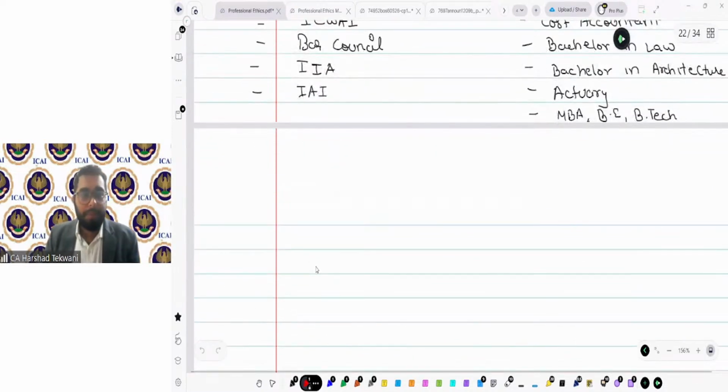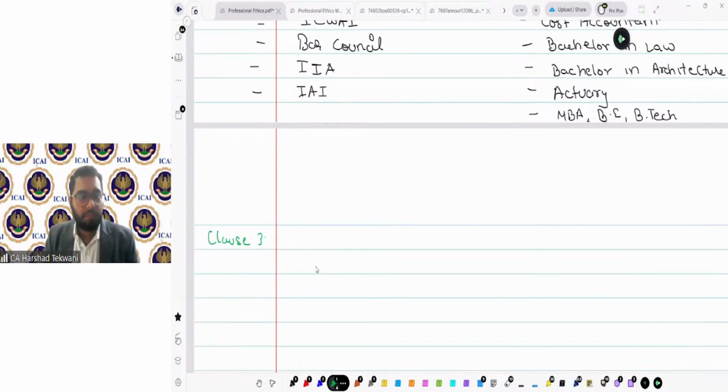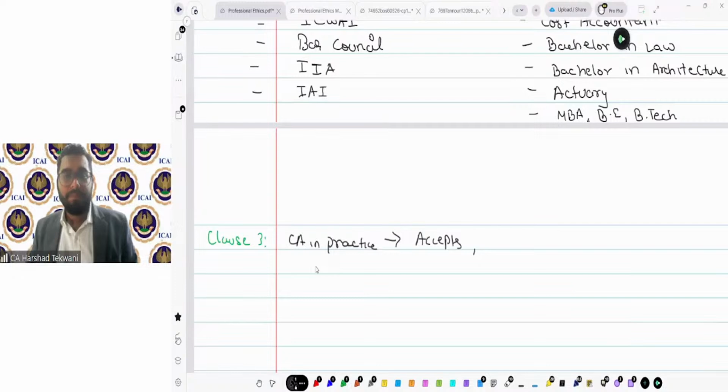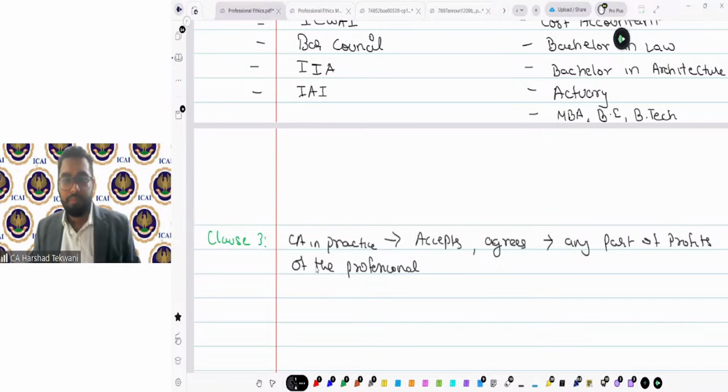Then, clause 3. So, clause 3 talks about if a CA in practice accepts or agrees to accept any part of profits of the professional work from a person who is not a member of the institute.